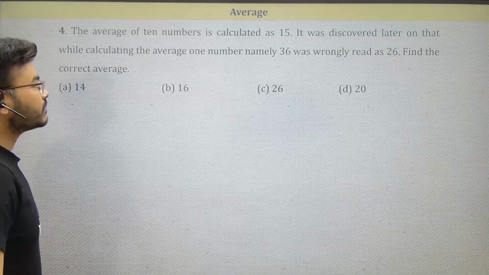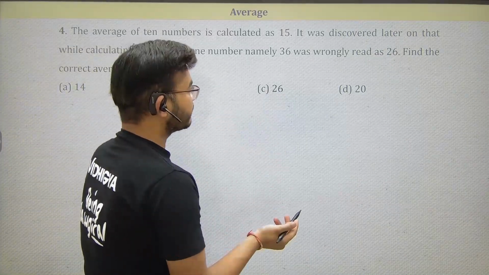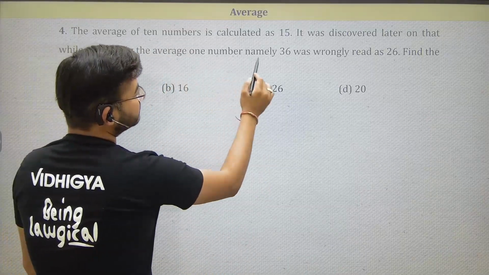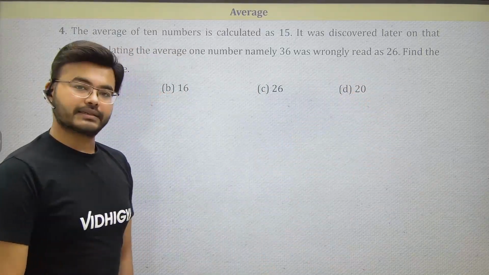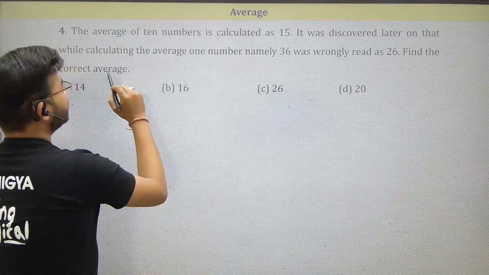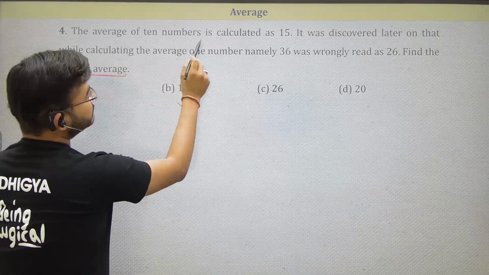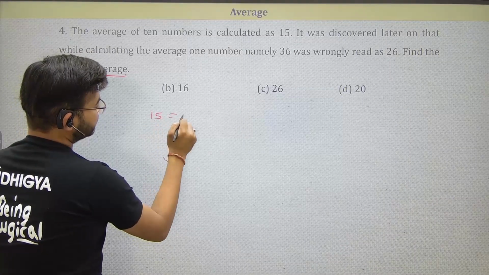Next, the average of 10 numbers is calculated as 15. It was discovered later on that while calculating the average, one number, namely 36, was wrongly read as 26. We need to find the correct average. Okay. Now, average of 10 numbers is calculated as 15. So, average is given to us as 15.